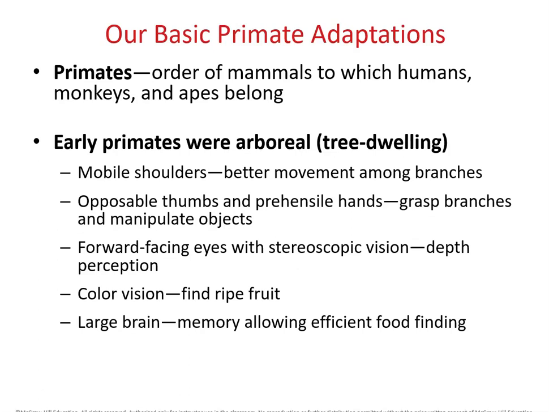Primates in general have very good color vision, and research shows that this is likely the result of being able or needing to find ripe fruit that can only be distinguished by slight variations in color. And finally, primates, generally speaking, have large brains, especially the portions of the brains that are devoted to memory formation and storage. And we think this relates to needing to be able to find food sources and remember where different food sources were located.